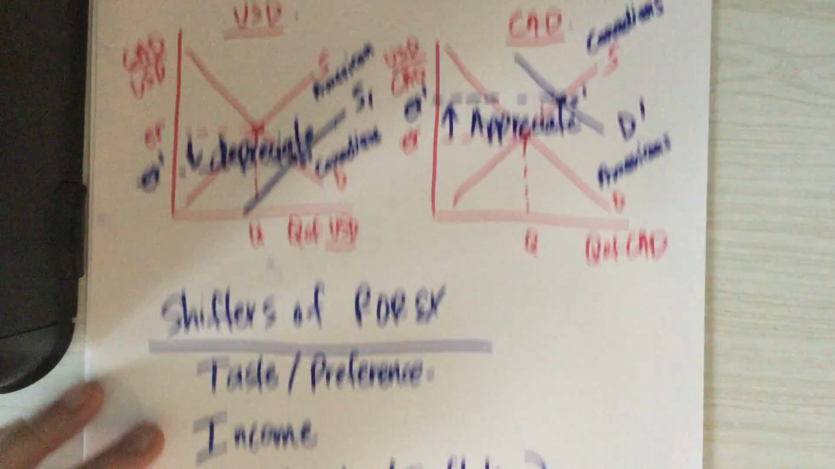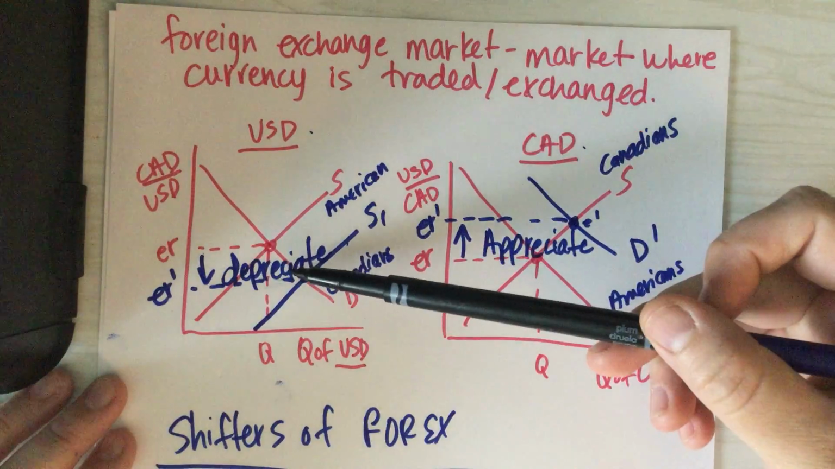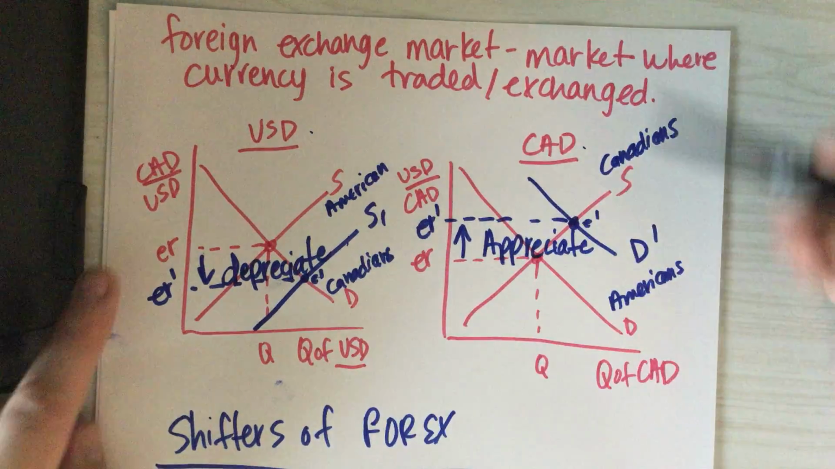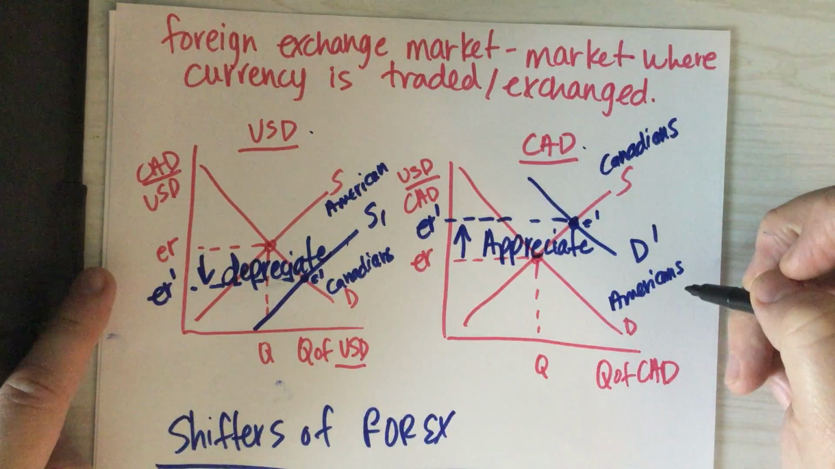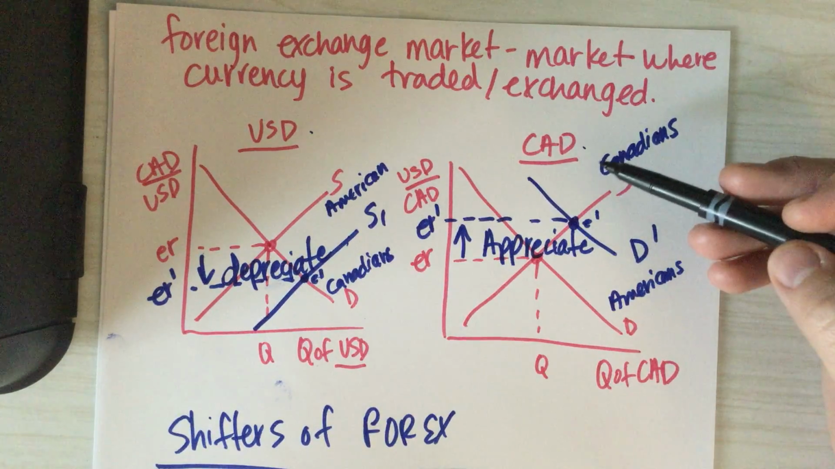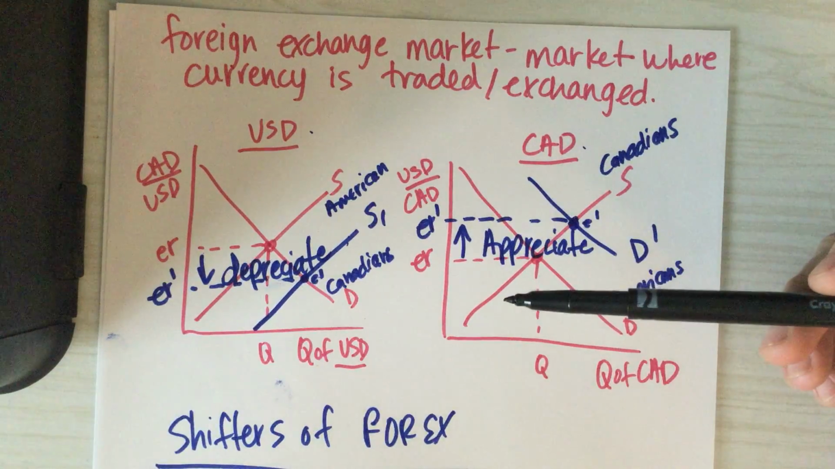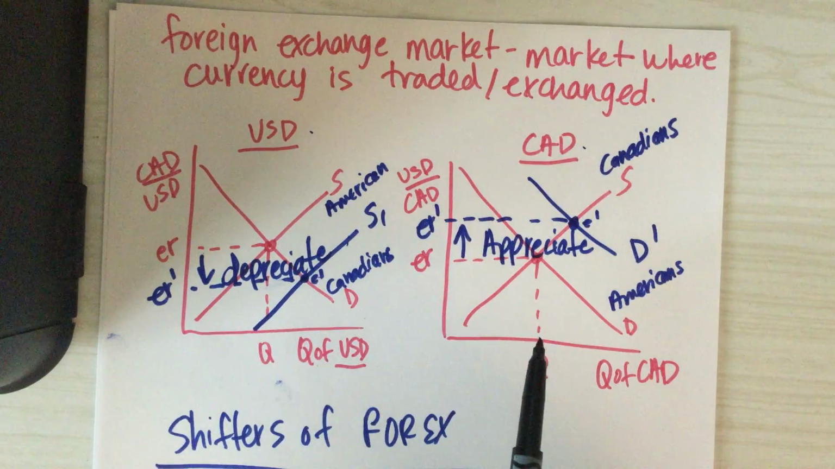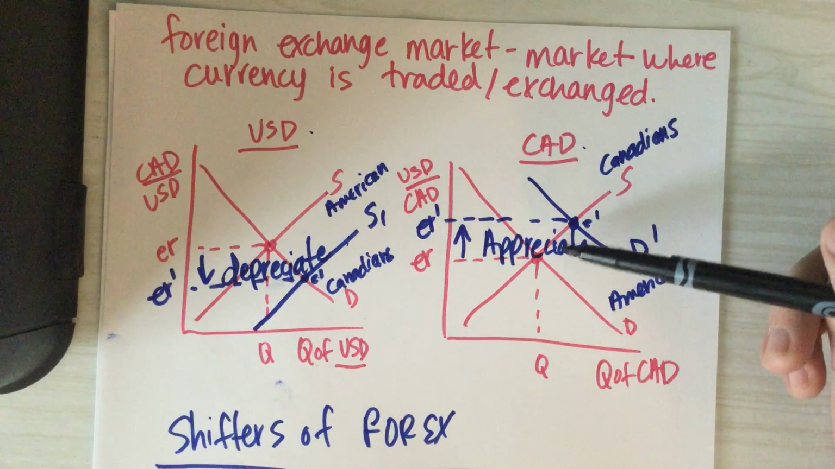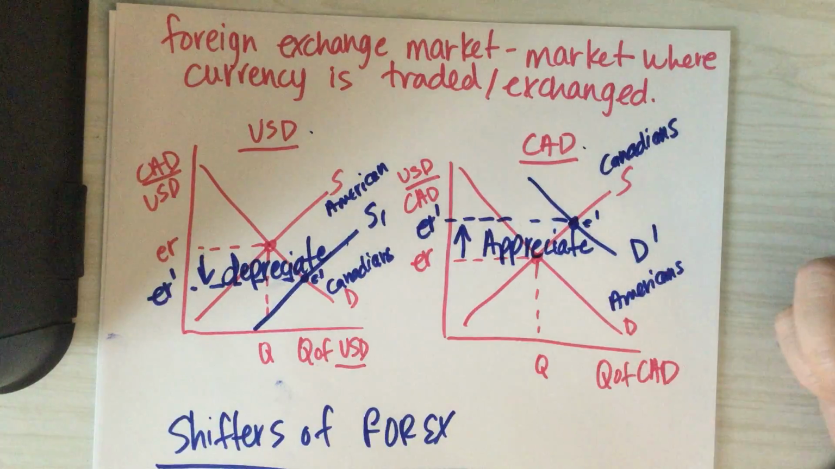So in any case, going back to the graphs, one will always appreciate, the other will always depreciate, and this is why I like to show both currencies side by side like this. Most of the time on the AP macro exam, they ask you to just draw the foreign exchange market for one currency. I've always taught my students to do it side by side like this so that you can show the shifts, and also visualize the appreciated or depreciated dollar.